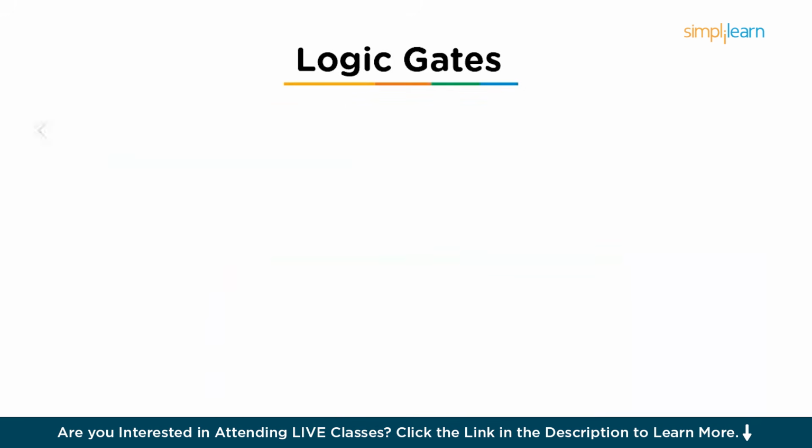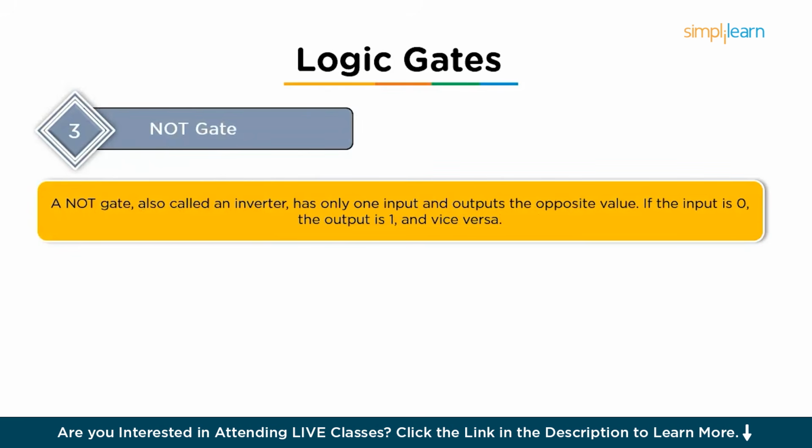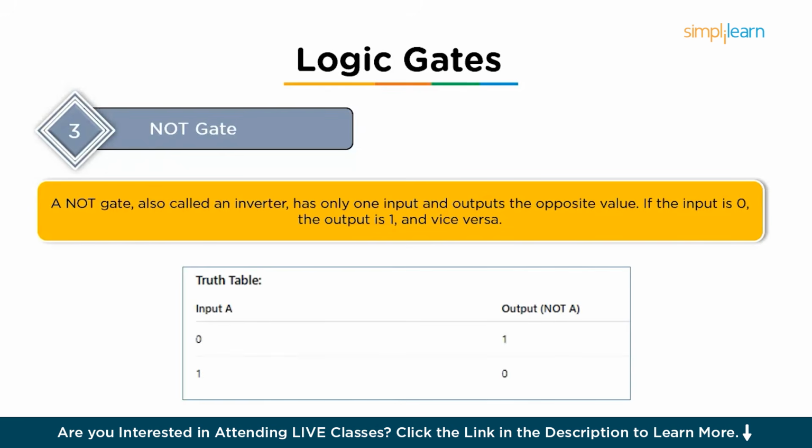Now let's jump into the next gate, which is the NOT gate. A NOT gate, also called an inverter, has only one input and outputs the opposite value. If the input is 0, then the output is 1, and vice versa. Here you can see if the input is 0, then the output is 1. If the input is 1, then the output is 0. Because it has only one input and outputs the opposite value. So this is the NOT gate.